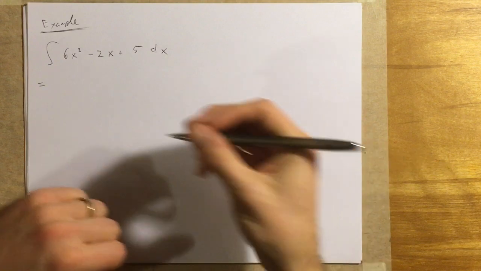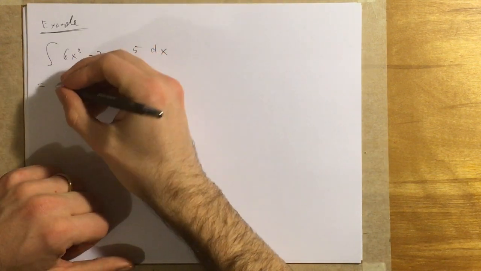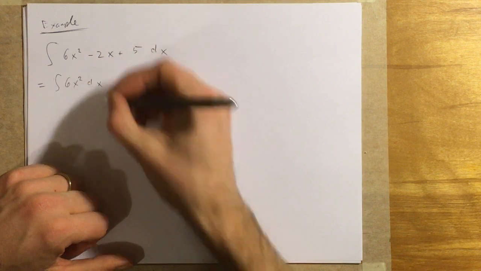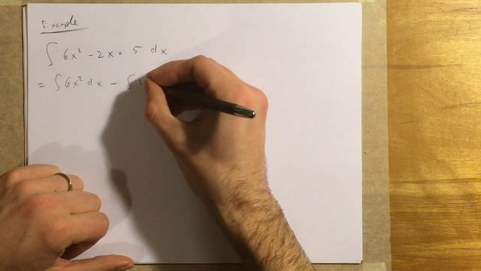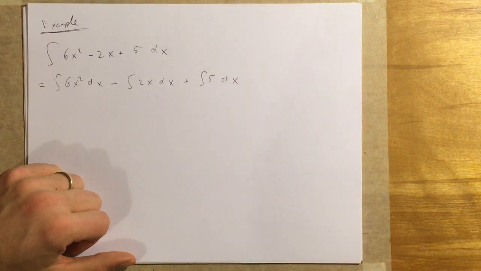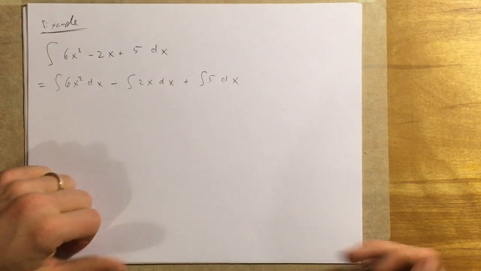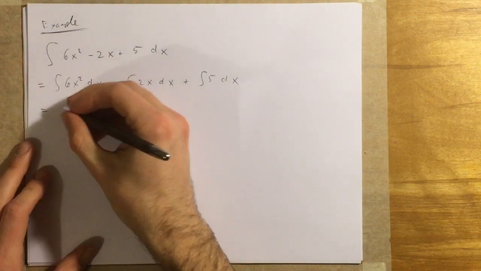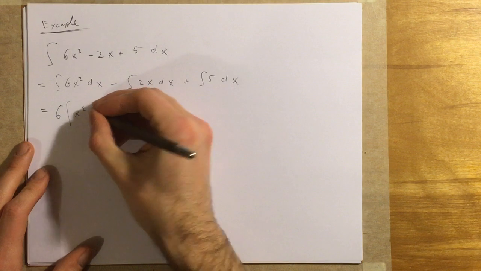This uses the sum and difference rules with the plus and the minus. So first we'll have the integral of 6x squared dx, and then minus the integral of 2x dx, and plus the integral of 5 dx. The next thing to do is to apply the constant multiple rule. Here we have a constant multiple of 6. We can pull that outside of the integral, like that.